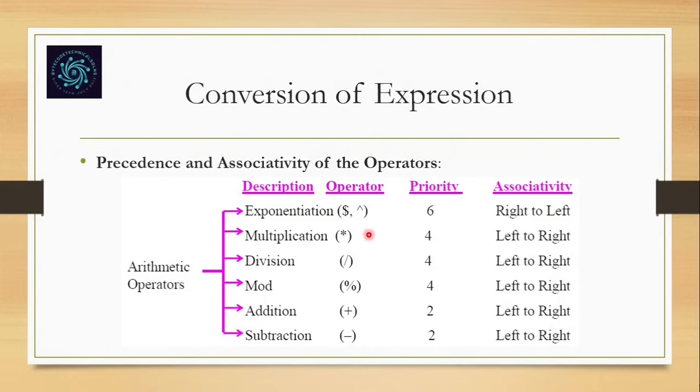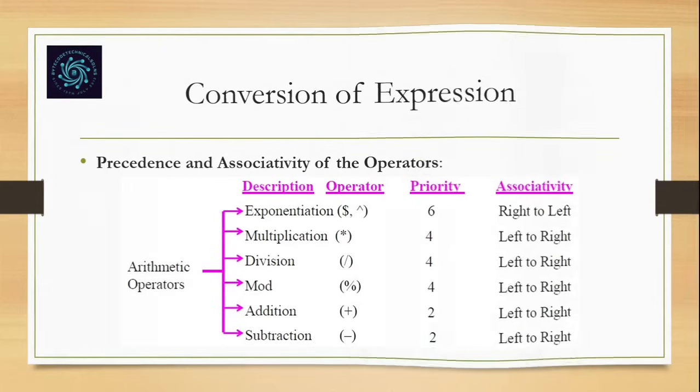Then next comes the multiplication, that is asterisk. It has priority 4. Next the division symbol, it again has priority 4. Then the modulus operator, the percentage symbol, again has priority 4. Next the addition symbol, that is plus, has priority 2. Subtraction, minus, has priority 2.